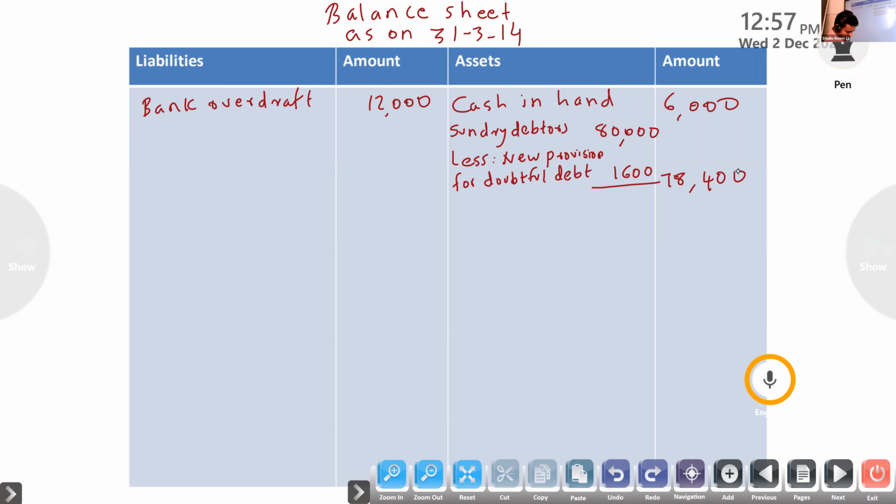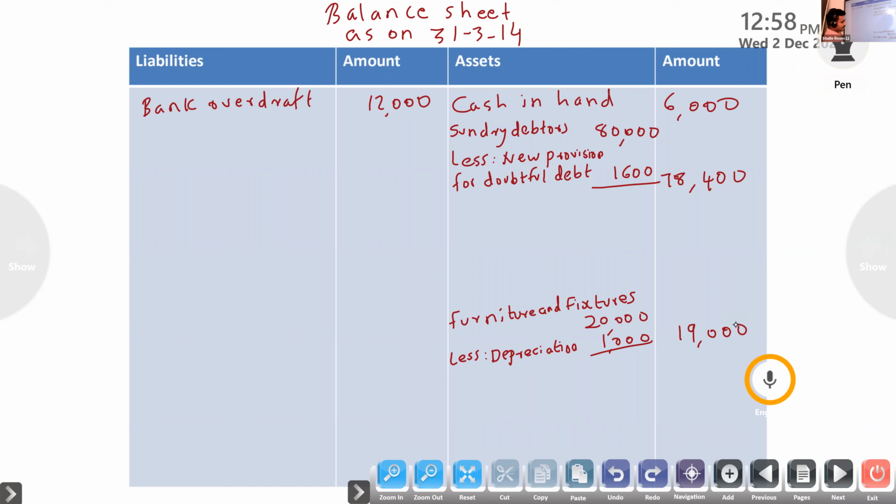Next, furniture and fixtures, that is fixed assets. You have to look for any depreciation. Yes, depreciation is there. Furniture and fixtures 20,000, less depreciation. Looking at the profit and loss account, we already wrote depreciation on furniture and fixtures at 5%, 1,000, that you have to minus.